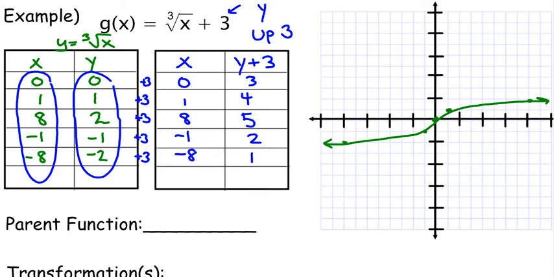Now let's go ahead and graph it. So our first ordered pair is over 0, up 3. Next one, over 1, up 4. Next one, sorry about that, negative 1, up 2.